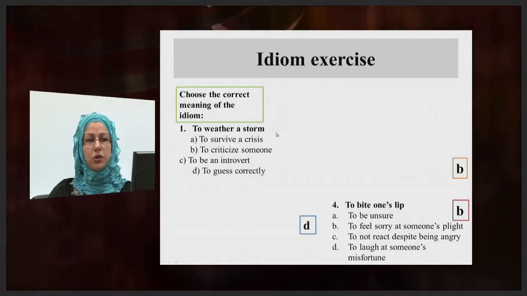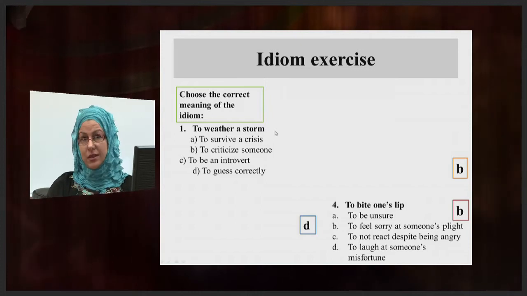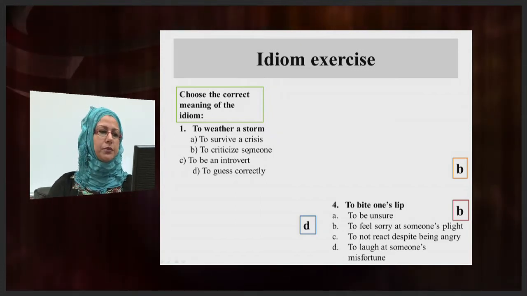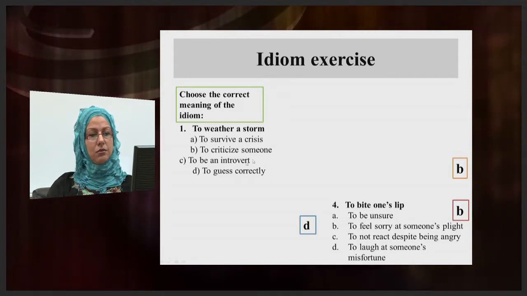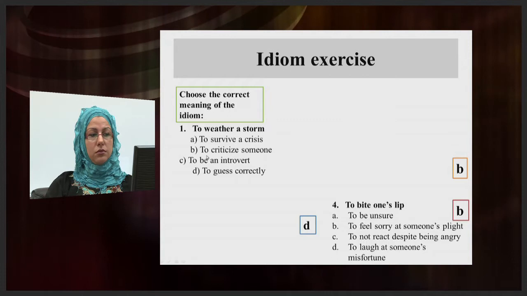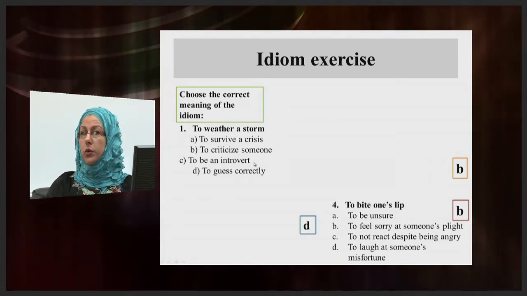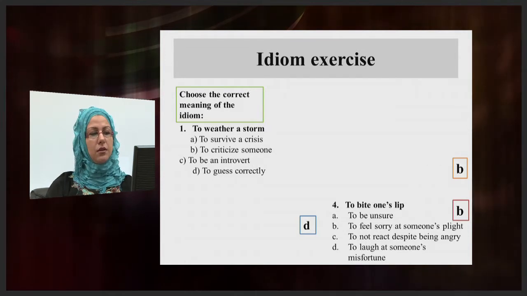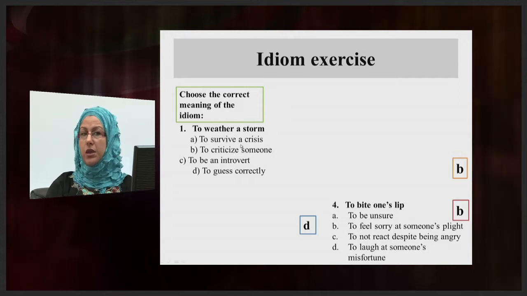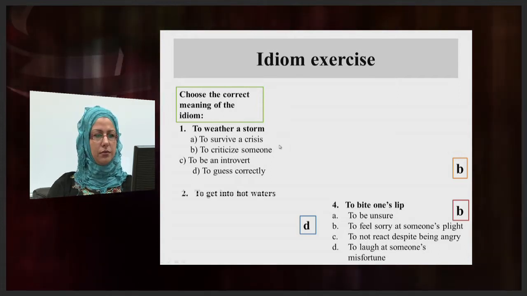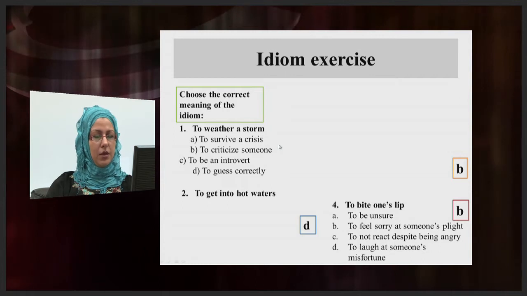Let's remember example 1, where the man lost his job, so his family could weather the storm. Does that mean that they could survive the crisis? Or they could criticize someone? Or they were introverts? Or they were able to guess correctly? Is it A, B, C, or D? Think about it.